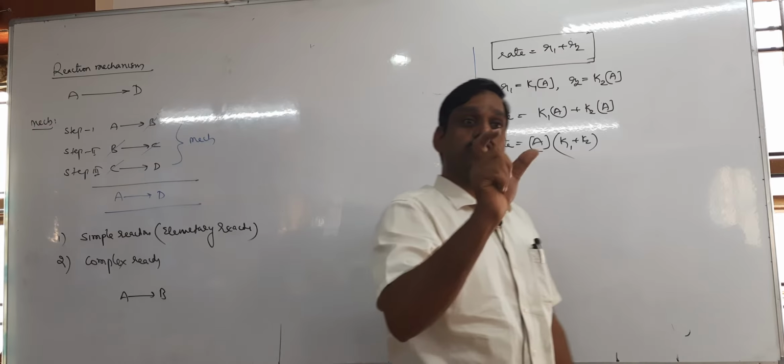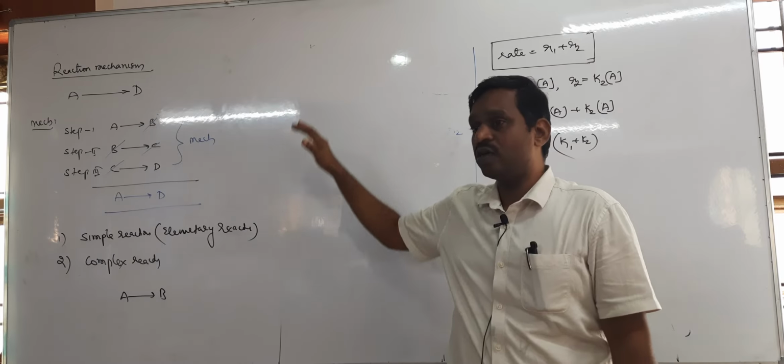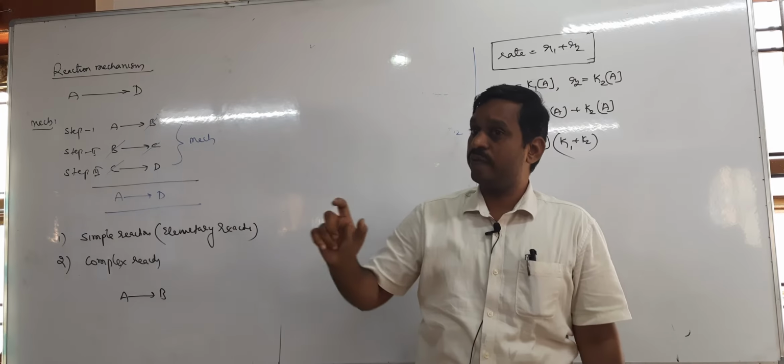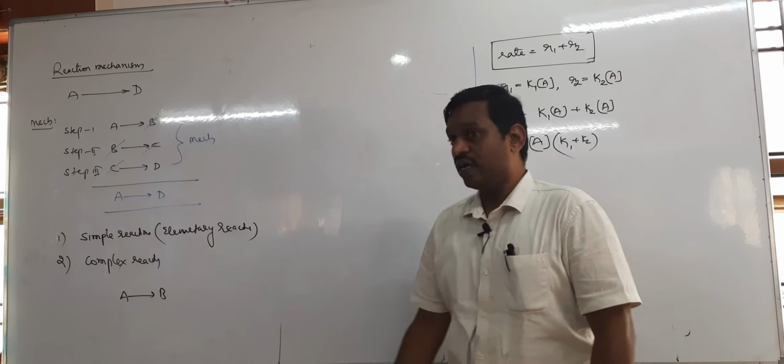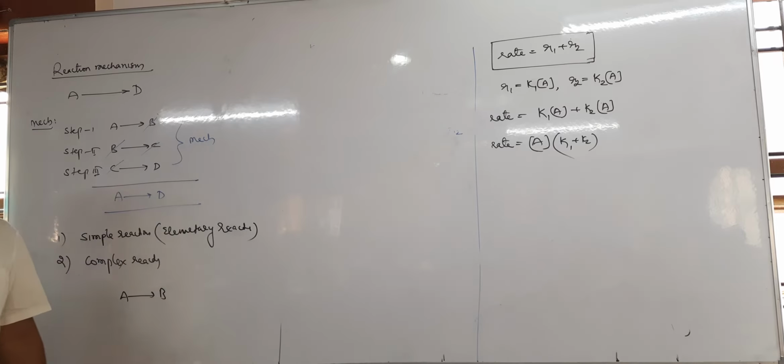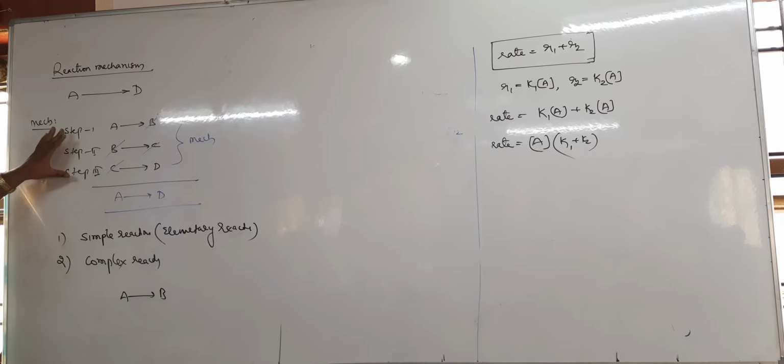one step is a slow step. Remaining steps are what? Fast steps. So only one step is a slow step, remaining steps are fast steps, and the step which is slow is called the rate determining step, RDS. For example, you see here, if the reaction takes place in step 1, step 2, step 3, in 3 steps, there will be only one step that is a slow step, comparatively.